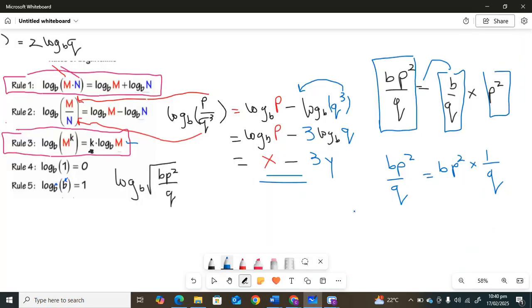Because as it is here, B P squared over Q, you can't apply any law. If you look at these laws, can you apply them to B P squared over Q? No, you can't apply any law, so you need to break it down. Are we okay with that, colleagues? Any questions?